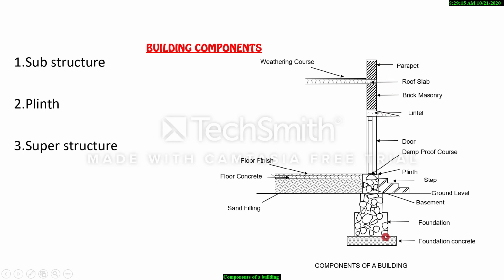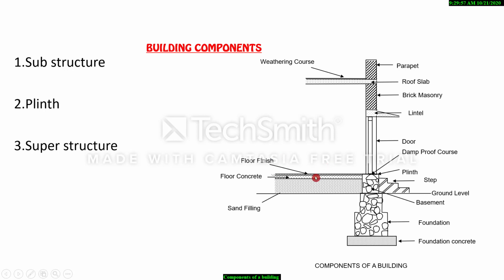It's a typical cross section which clearly shows an in-detail view. So just study from the bottom. We have the foundation concrete. So normally plain cement concrete is provided here. Above that, for a single story building, we will have the foundation made of random rubble masonry. So this comprises the foundation. We have the ground level. Above the ground level, there will be a step to access the superstructure, basically to reach the level of the plinth.